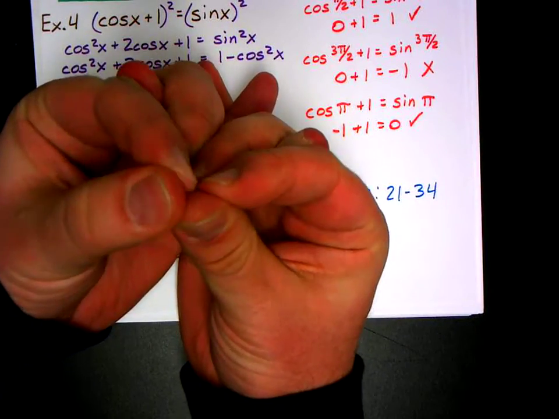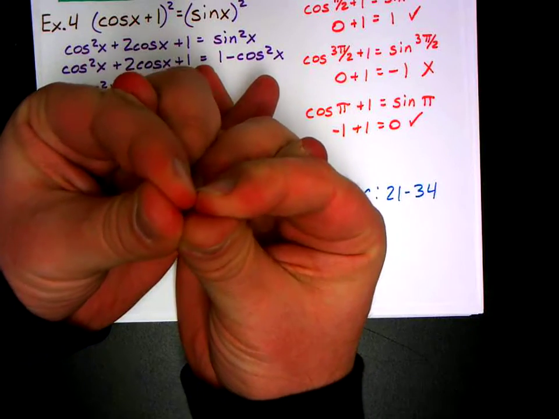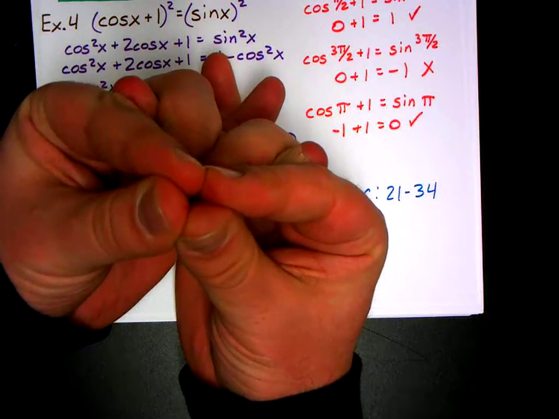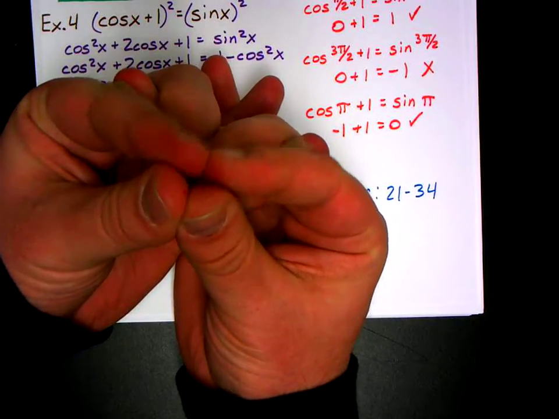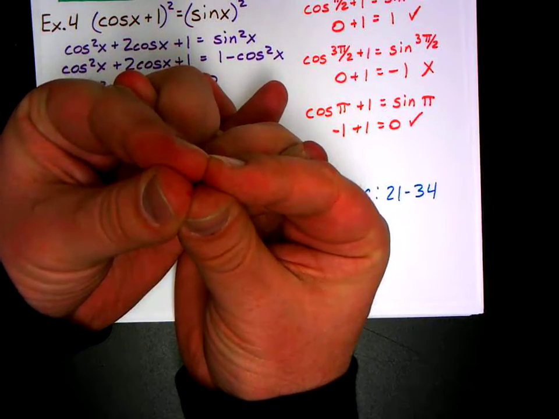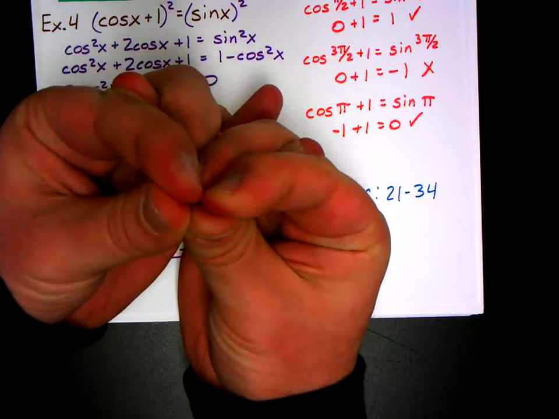You gotta start talking. Whenever you take sine squared plus cosine squared, it equals 1.